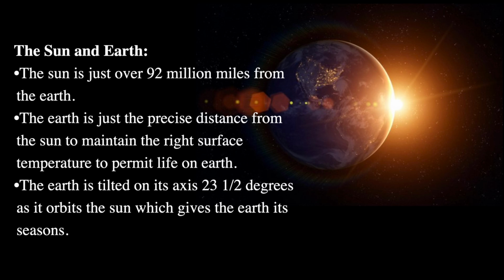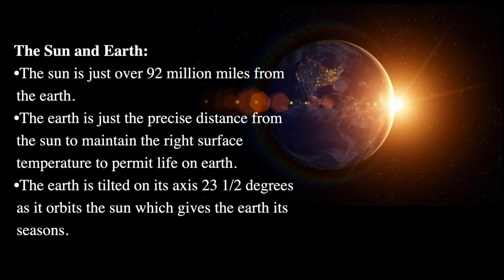Now let's talk about the sun and its relationship to the earth. The sun is just over 92 million miles from the earth. The earth is just the precise distance from the sun to maintain the right surface temperature to permit life on earth. The earth is tilted on its axis 23.5 degrees as it orbits the sun, which gives the earth its seasons. However, if the earth had no tilt on its axis and remained perpendicular, seasons would not exist.